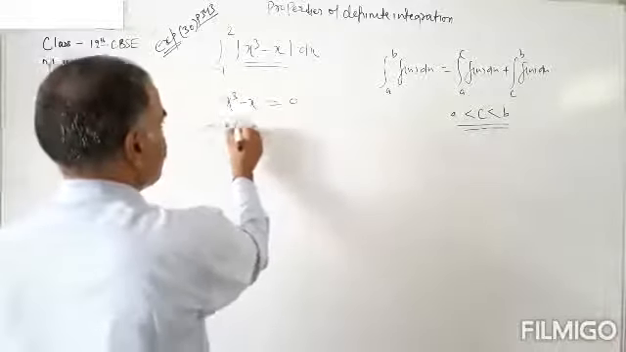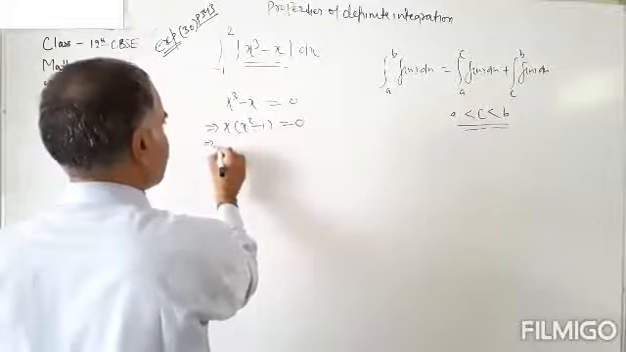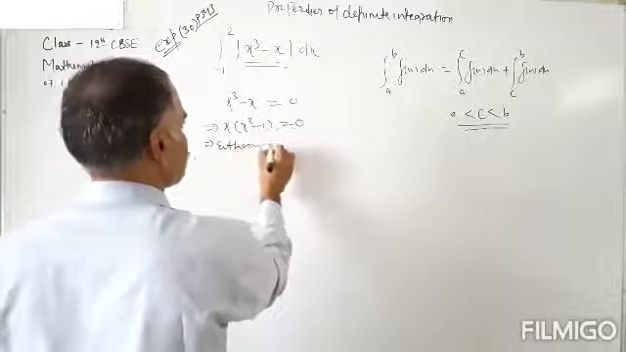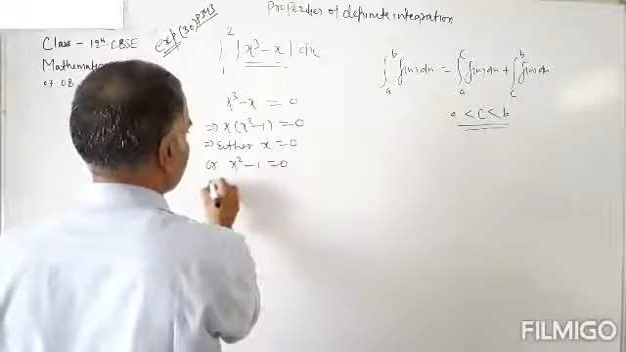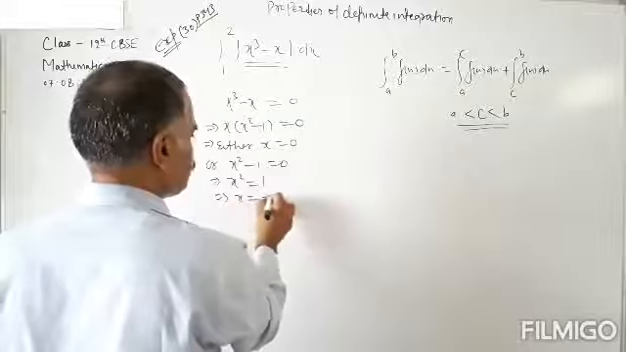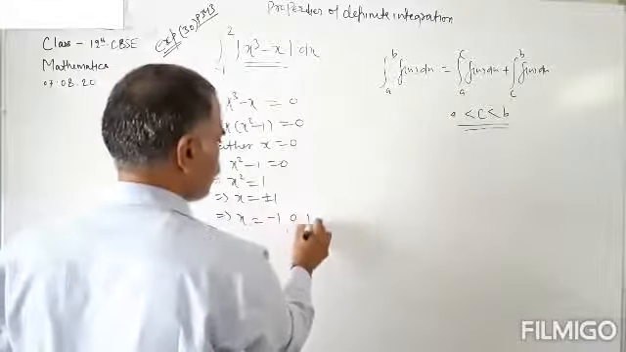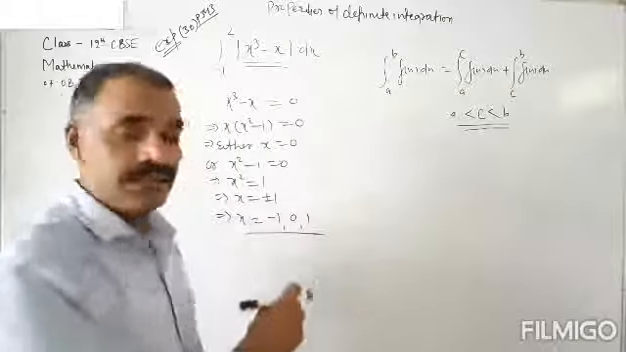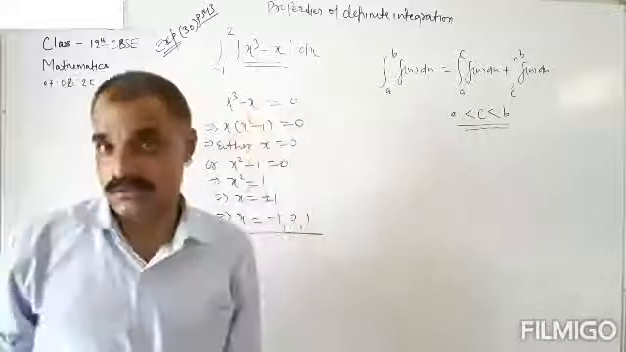That is x square minus 1 equals 0. Either x equals 0 or x square minus 1 equals 0, which implies that x square equals 1, which implies that x equals plus or minus 1. So x is equal to minus 1, 0 and plus 1. These are the three values of x after solving x cube minus x equals 0.